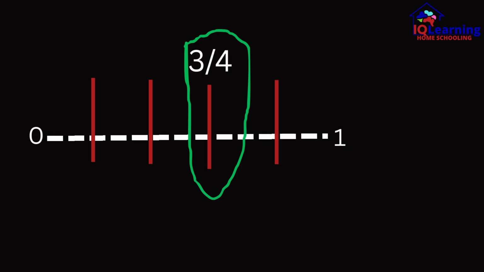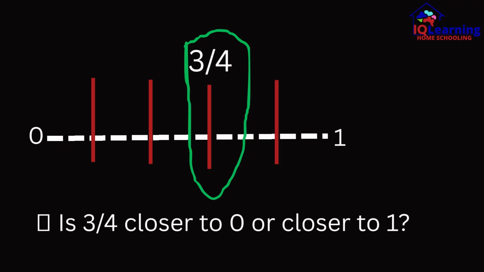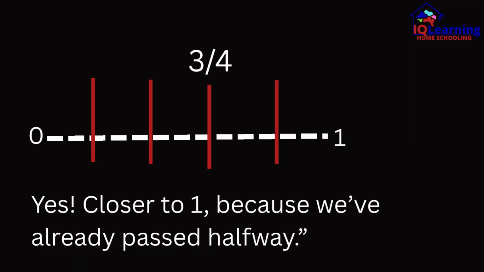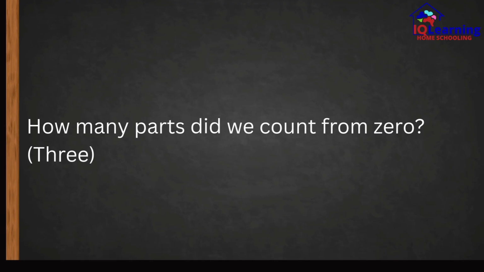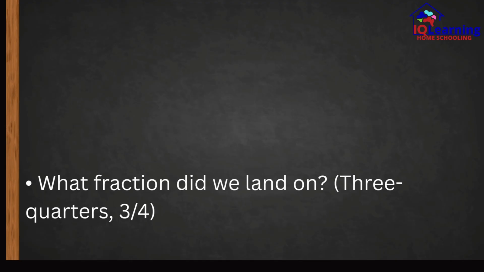Let's think about this together. Is 3 over 4 closer to 0 or closer to 1? Say your answer out loud. Yes, closer to 1 because we've already passed halfway. Quick check. How many equal parts did we split the number line into? 4. How many parts did we count from 0? 3. What fraction did we land on? 3/4, or 3 over 4.